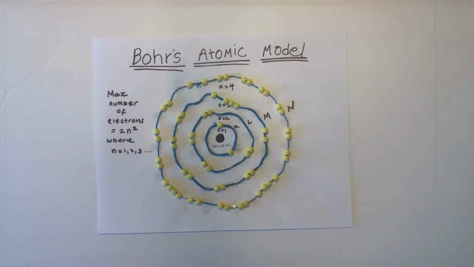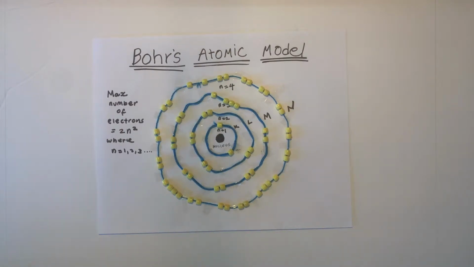We know that atoms are composed of electrons, protons, and neutrons. In this model, the yellow beads represent the electrons. The nucleus is in the center and surrounded by well-spaced orbitals, which are the blue circles. The letters K, L, M, and N represent the energy levels.